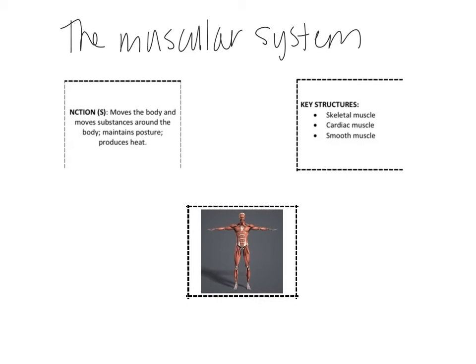There are 3 types of muscles. You have your skeletal muscle, which is your major muscles in your body. Your cardiac muscle is your heart. Think cardiovascular system. And then your smooth muscle are all your arteries and veins throughout your body. It's also part of your digestive system and allowing things to move.